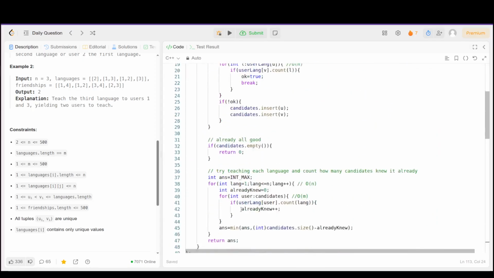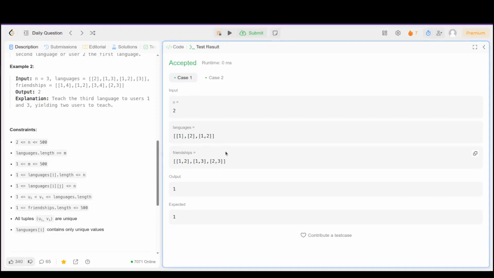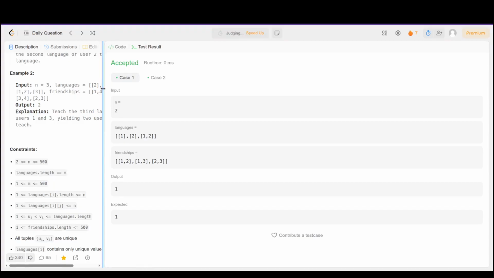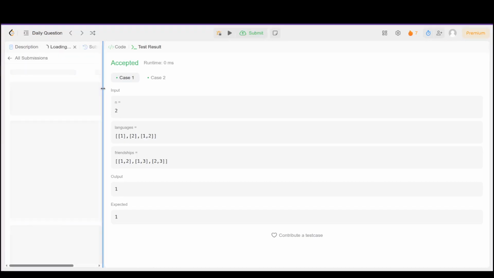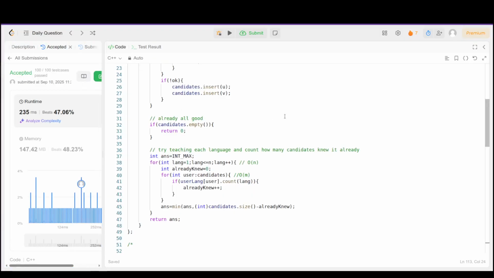Now let's try to submit it. Let's run again, because it should not give any compilation error. Let's try to submit it. Yeah, it's accepted.